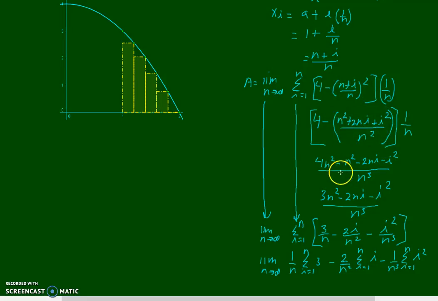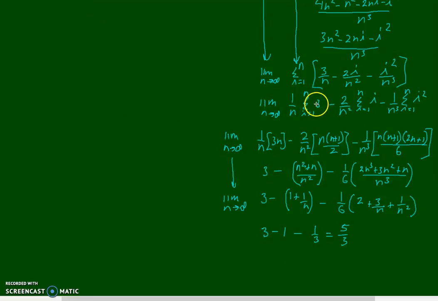Then I combined these to get a common denominator, simplified, and then I divided each one of these terms by n to the third and got this expression. This is the expression we're going to use to create our sums. So we pull out the 1 over n. This is the sum of i equals 1 to n of 3, minus, pull out the 2 over n squared, and that's the sum of i, minus 1 over n cubed times the sum of i squared. Now let's go ahead and take these sums and see what results.